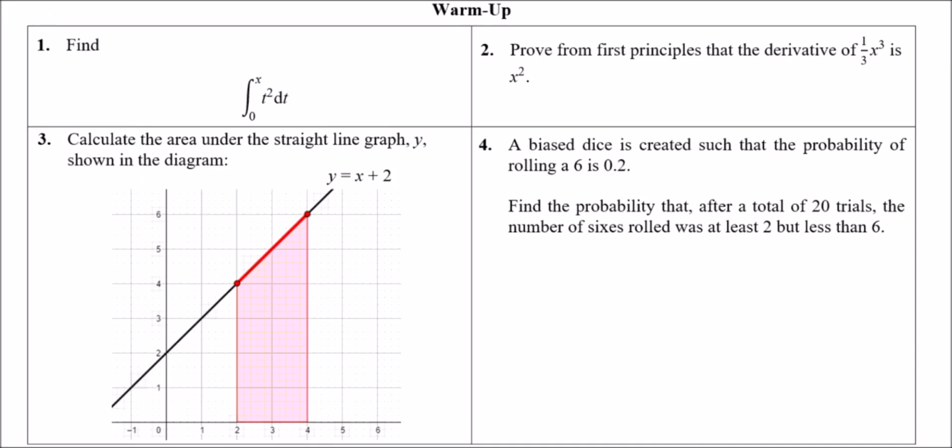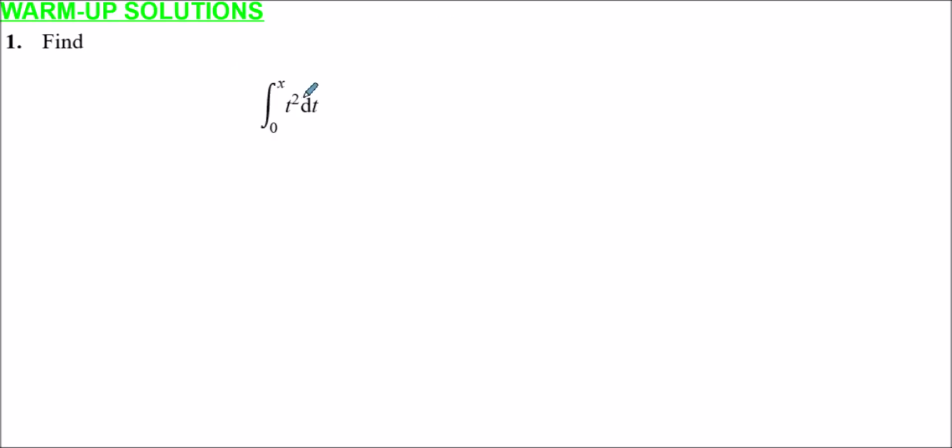So question 1, we need to find the integral of t squared dt from x to 0. Now usually integrals are with respect to x, but to be honest they can be with respect to anything. We could have had z squared dz, or could have had p squared dp. It doesn't really matter as long as what we're integrating is with respect to what's here.